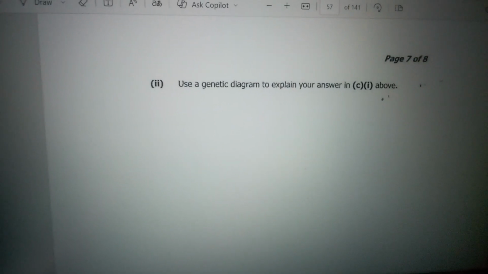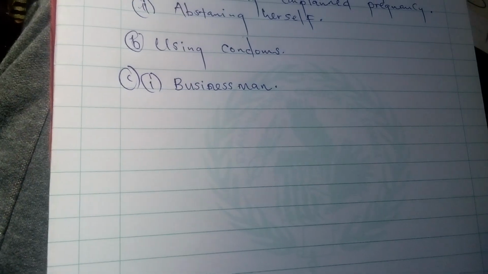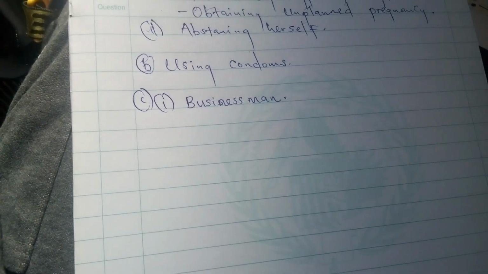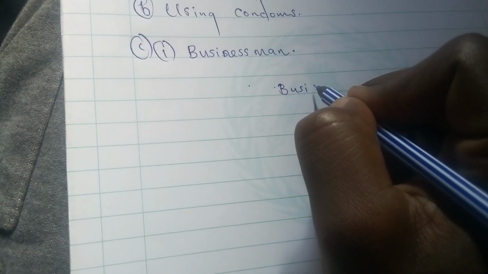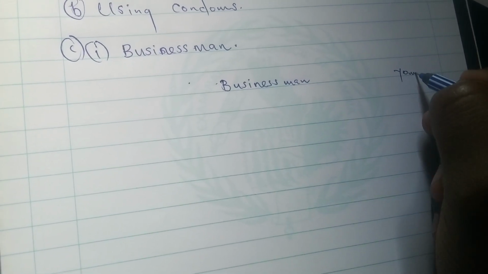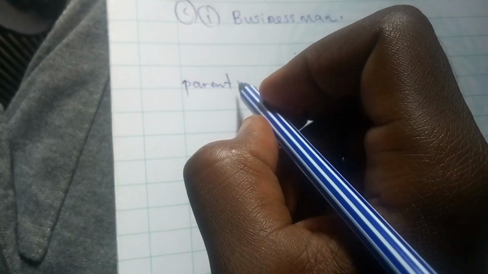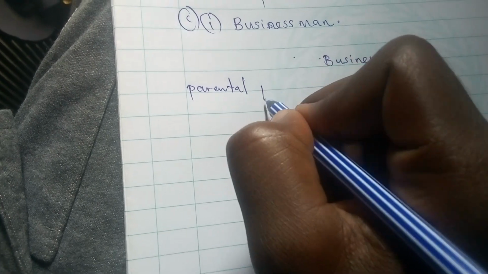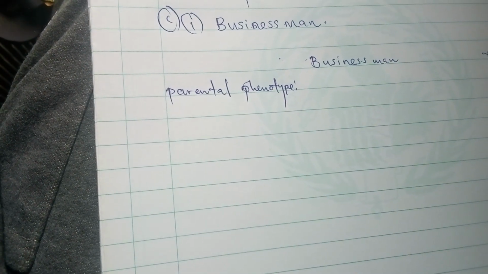We proceed. So they are saying use a genetic diagram to explain your answer in C1 above. So using a genetic diagram, first you are going to indicate the people involved. So we have the businessman, then the young girl. The first thing that you have to write is the parental phenotype. So phenotype is just the physical appearance of an organism.